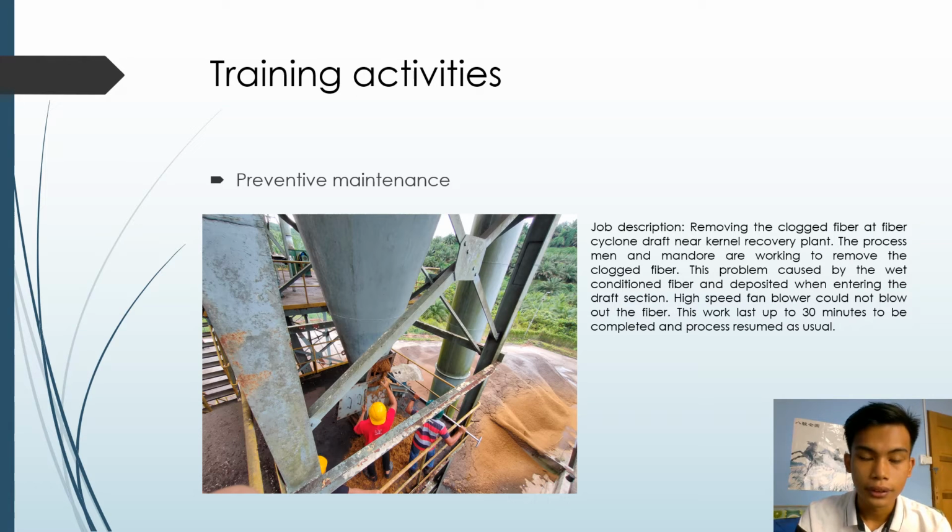Next, this is the figure where the workers try to remove the clogged fiber at the fiber cyclone near the kernel recovery plant. The process man and vendor are working to remove the clogged fiber. This problem is mainly caused by wet condition fiber deposited when entering the draft section. So the high-speed fan blower could not blow out the fiber. This work lasts up to 30 minutes to be completed and the process resumed as usual.